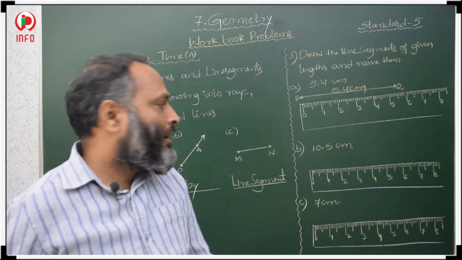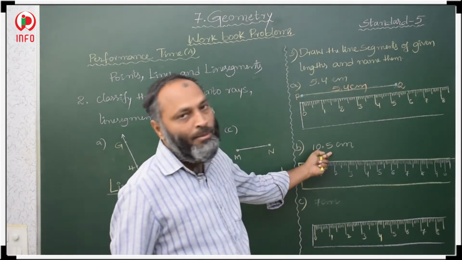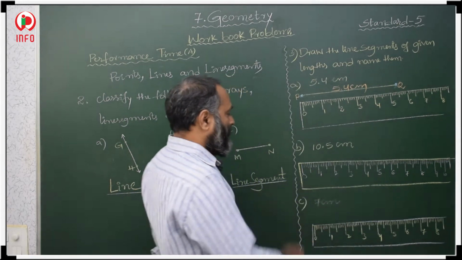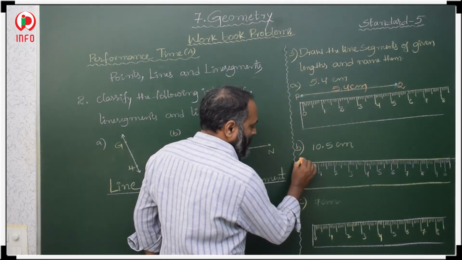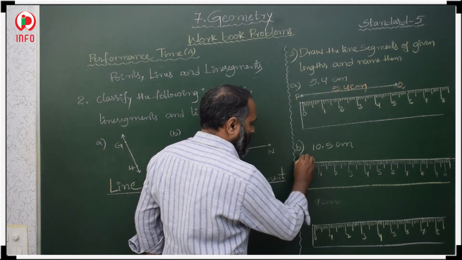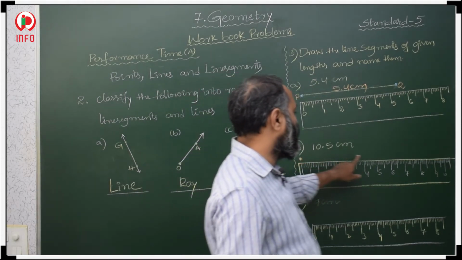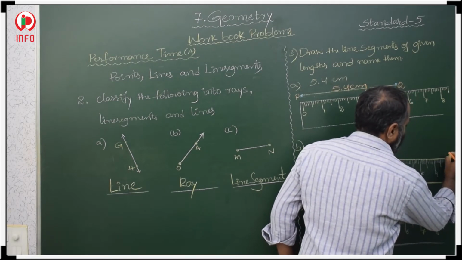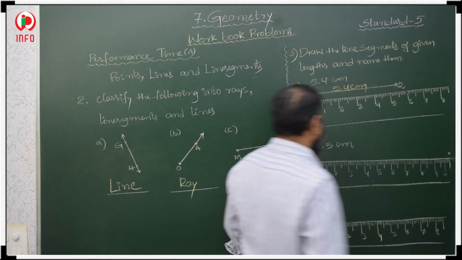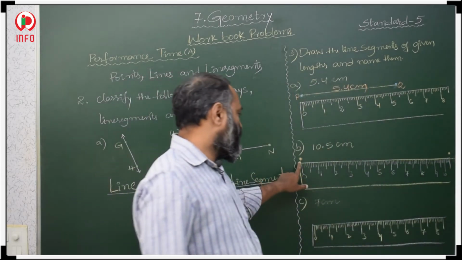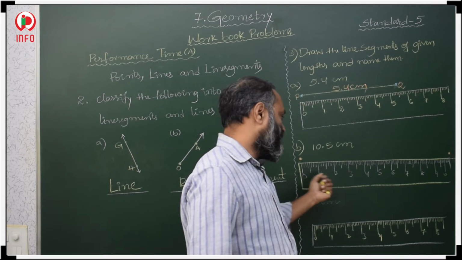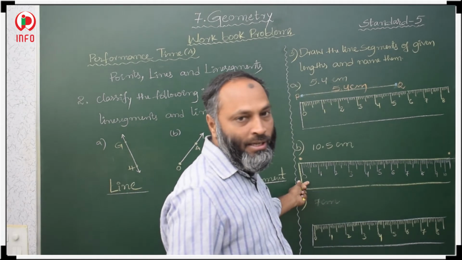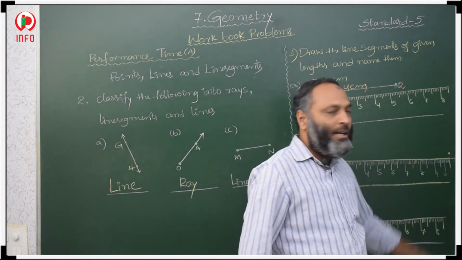Again, here it is 10.5 centimeters. So first, we have to keep a scale, a ruler, and mark a point at 0. Then the second point we have to mark at 10.5. Here we have to mark 2 points: the first point at 0 and the second point at 10.5.